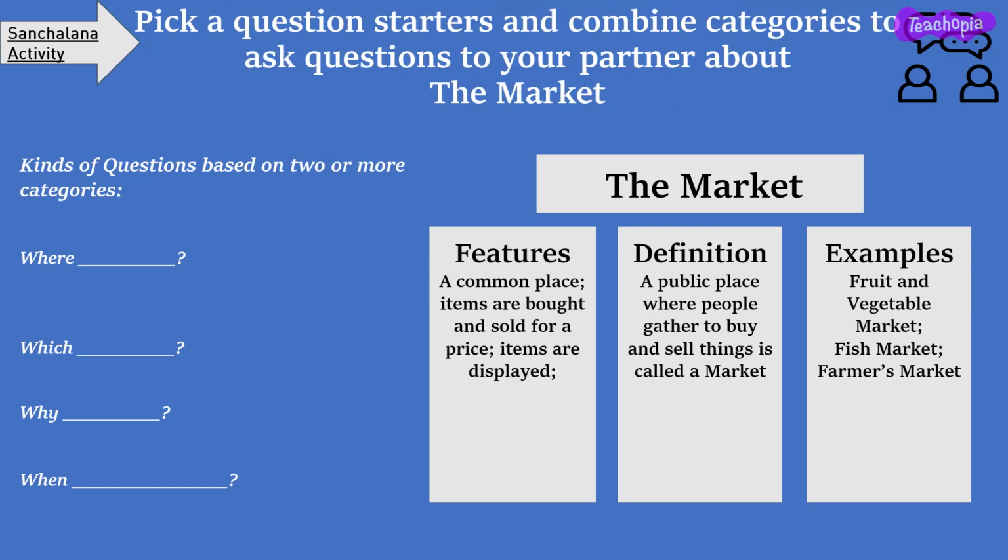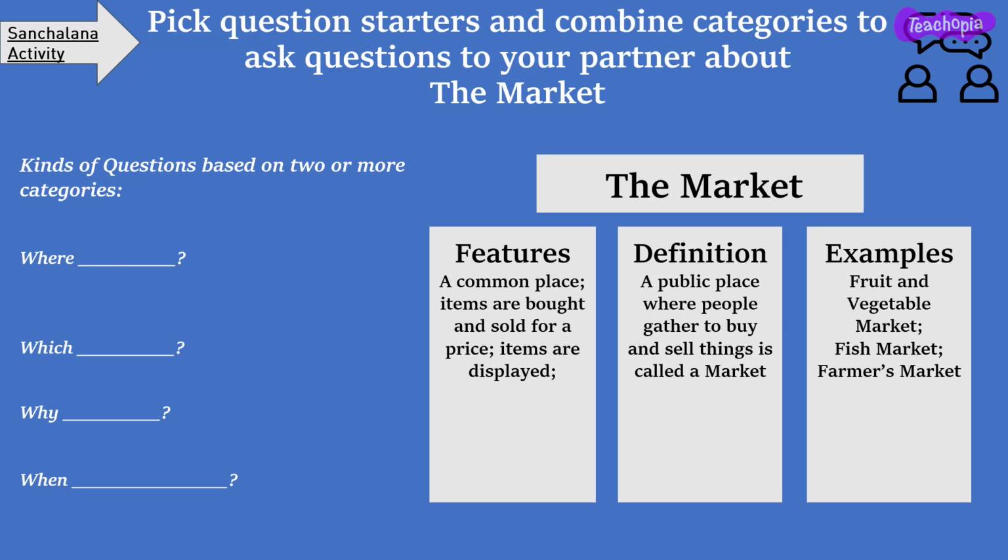Now to the last Sanchalana activity. Pick question starters and combine categories to ask questions to your partner about the market. Here, questions can be based on 2 or more categories. It can be on either features and examples, or definition and features, or definition and examples. You have about 2 minutes of time to conduct this activity.